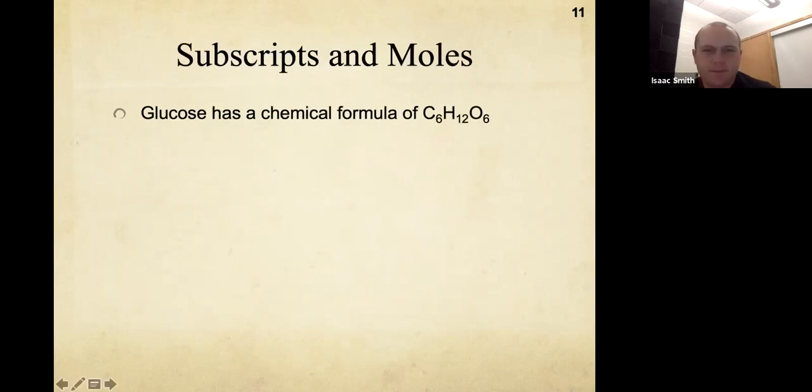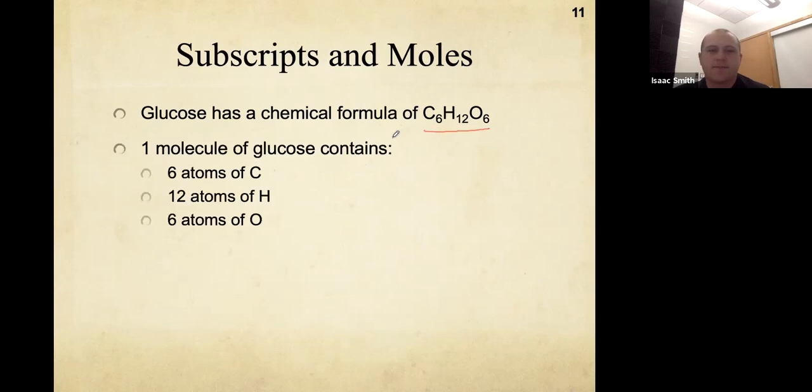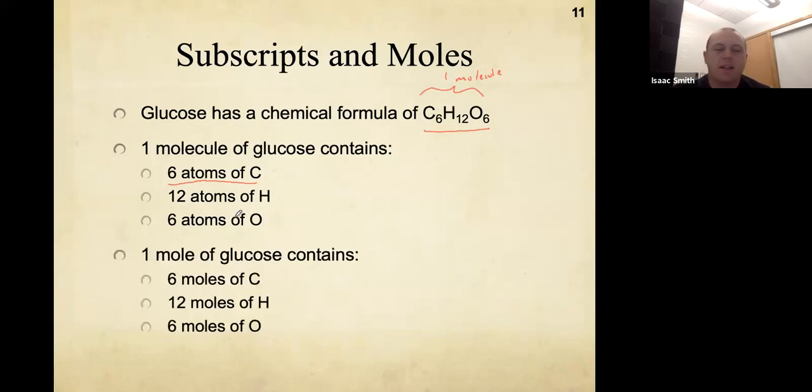So let's look at this example. Glucose, which is a sugar, has this chemical formula, C6H12O6. So 1 molecule of glucose contains 6 atoms of carbon, because this right here by itself is just 1 molecule. Within that molecule, you have 6 carbon atoms, 12 hydrogen atoms, and 6 oxygen atoms. We could also say 1 mole of glucose would contain 6 moles of carbon, 12 moles of hydrogen, and 6 moles of oxygen, in the same way.